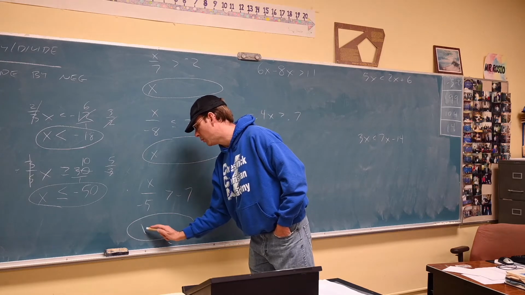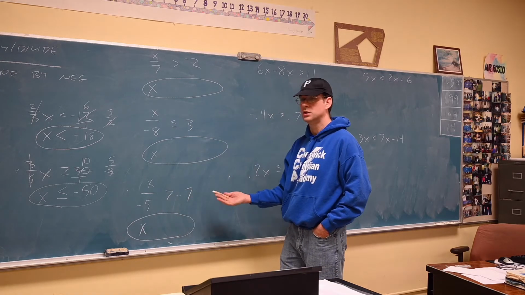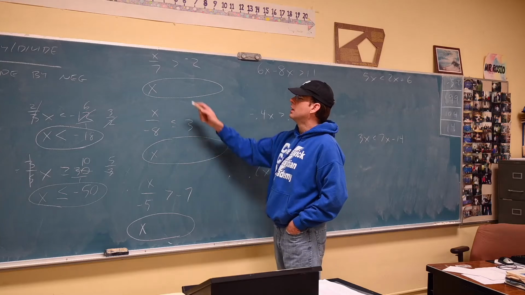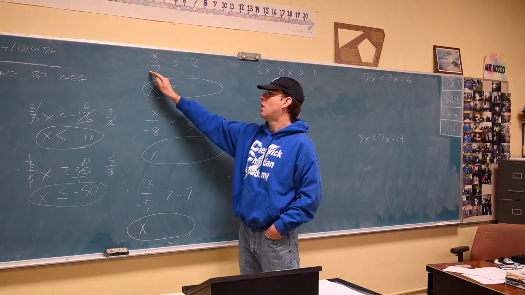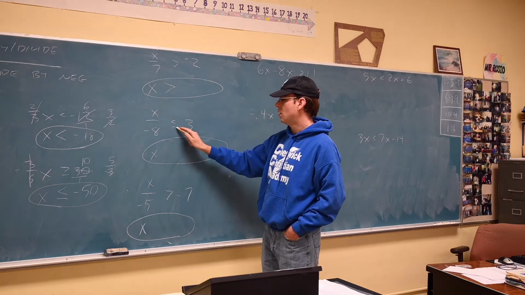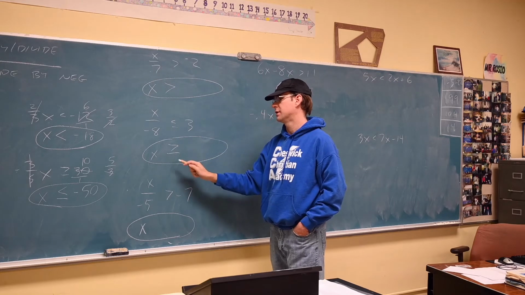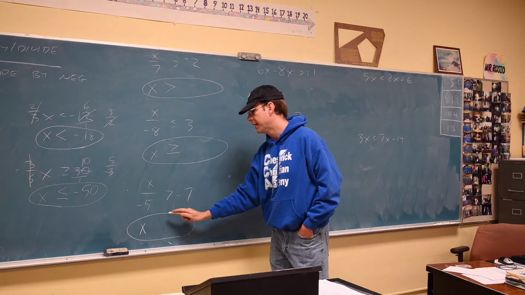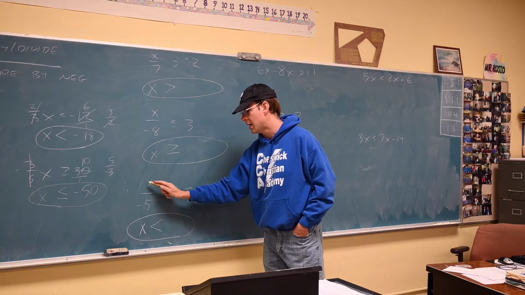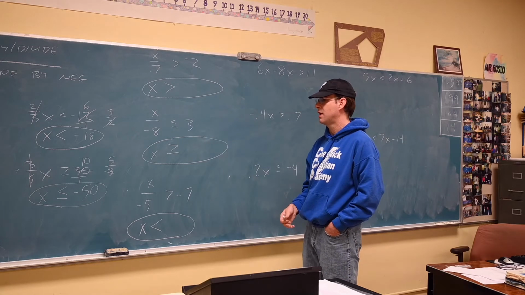When we get this x alone, the question is turn or not. Up here, we're not going to turn the sign. The negative's not with the variable. On this, we do turn the sign because the negative is with the variable. On this, we do turn the sign because the negative is with the variable.